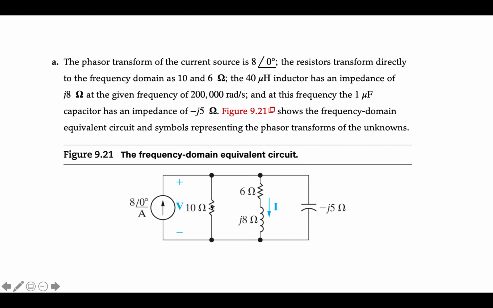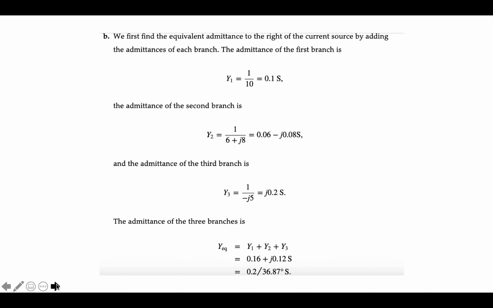So we're going to take 1 over 10, and then we're going to take 1 over j8 plus 6, and then we'll take 1 over minus j plus 5, and look at these as admittances. So that's what's done here. The units are Siemens. So we've taken 1 over each Z to obtain Y1, Y2, and Y3. And the advantage of that is that then you can find Y equivalent by adding all three together.